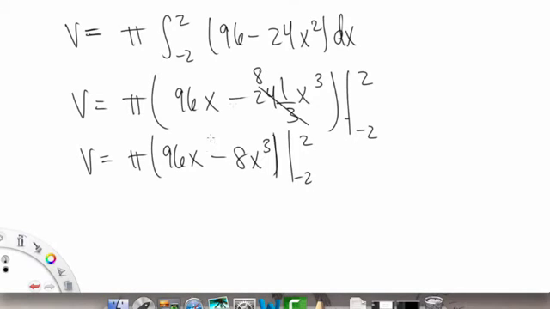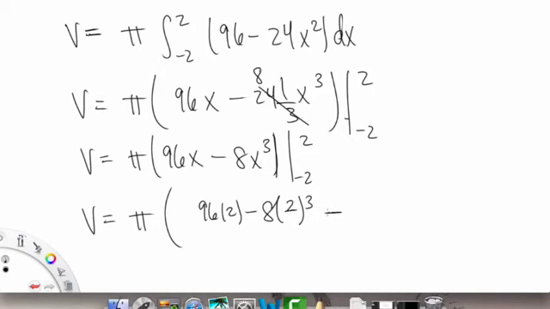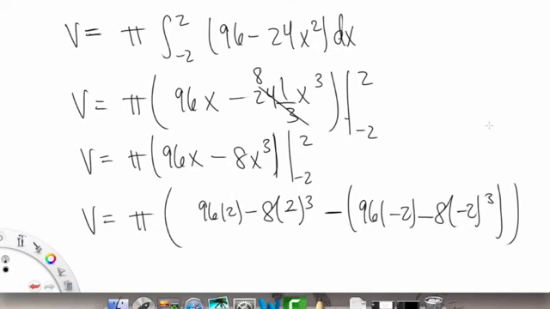So if we plug things in, we basically just get V is equal to pi, and that'll just stay outside like I said. So then we get a 96 times positive 2 minus an 8 times positive 2 cubed, and then we have a minus a 96 times negative 2, okay, and then minus 8 times a negative 2 cubed. Alright, I think I have enough parentheses now.